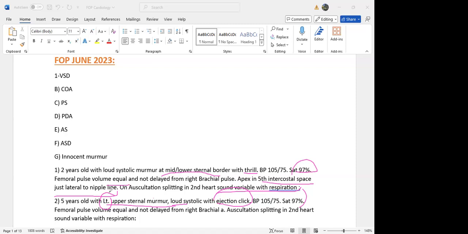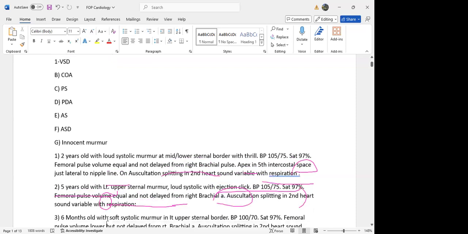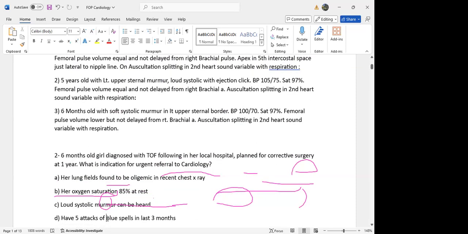So what do you think? Loud murmur is the important word over here. Is this a PS or is it an ASD? How are you going to differentiate between ASD and pulmonary stenosis? Both are pink diseases. Both are acyanotic diseases. If the murmur is a loud murmur, especially if you see the murmur character is loud, then think about more likely this is pulmonary stenosis, isolated PS.